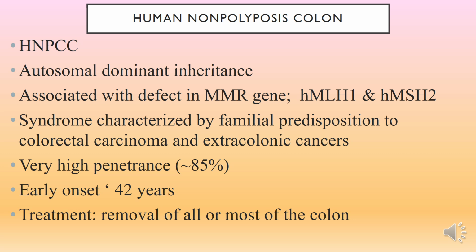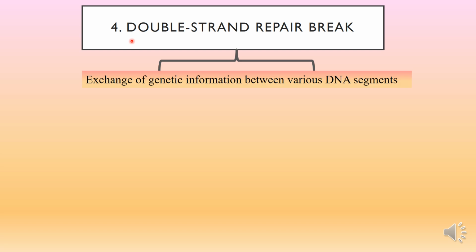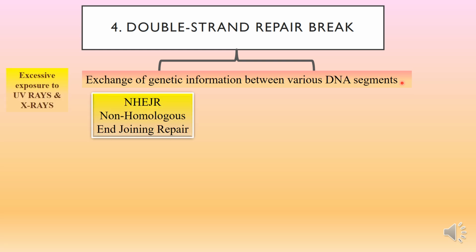So this is about human non-polyposis colon cancer, which is defective in the mismatch repair mechanism. Now the double strand break repair mechanism. This is the fourth type of repair mechanism which exists in our body. In this, there is exchange of genetic information between DNA segments. So let us look into what the double strand break repair mechanism holds.